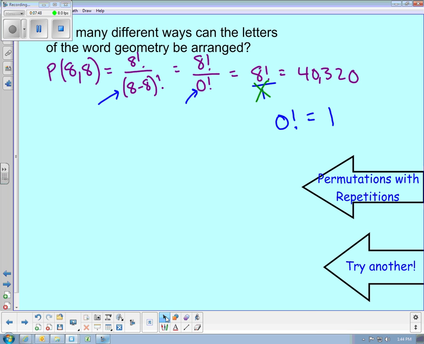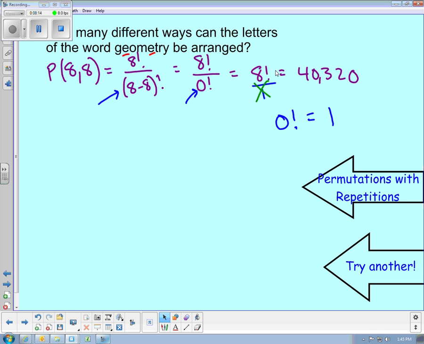But what we also need to consider is the fact that in the word geometry, we have 2 letters that are the same. They repeat. The E repeats itself. So we have to account for the fact that switching those 2 E's is not going to make the arrangement any different. Putting an E in the spot of an E means the same thing. So I need to take that into account. And here's how I do that.